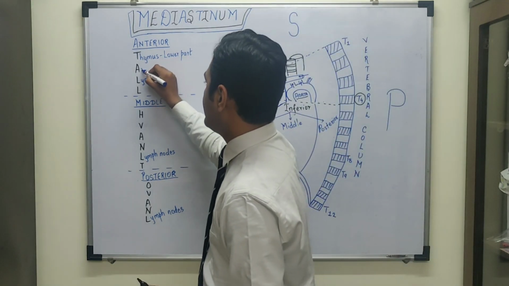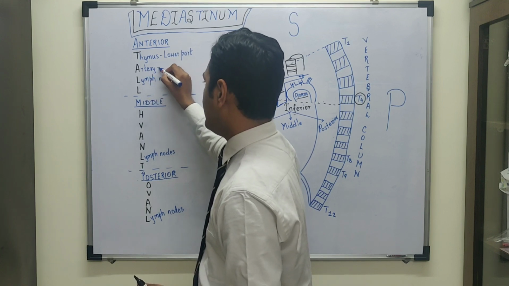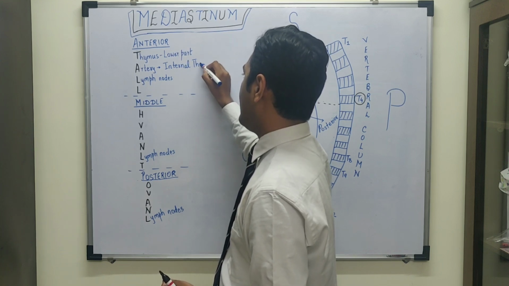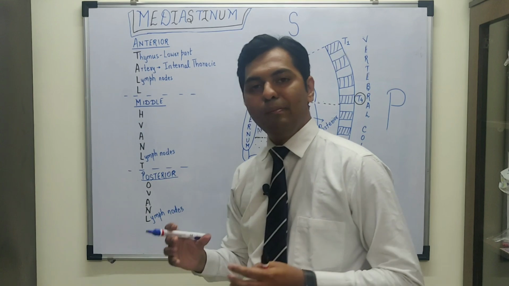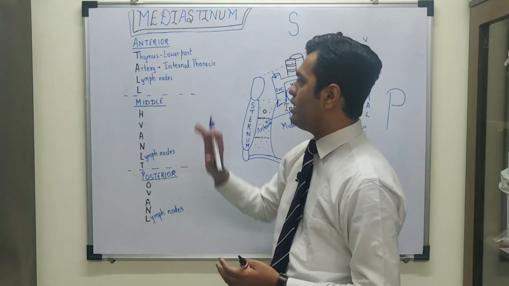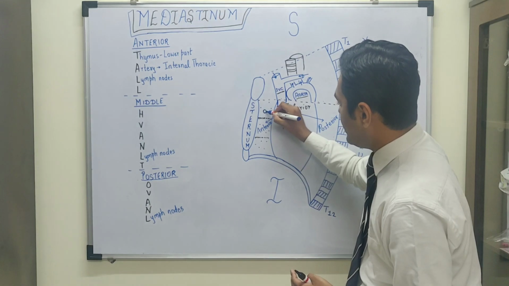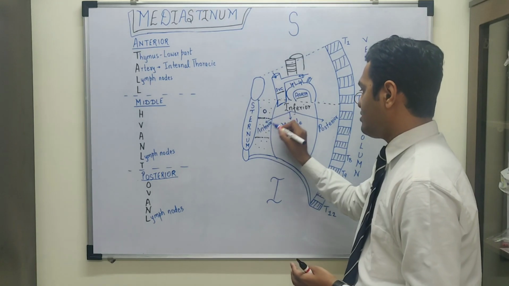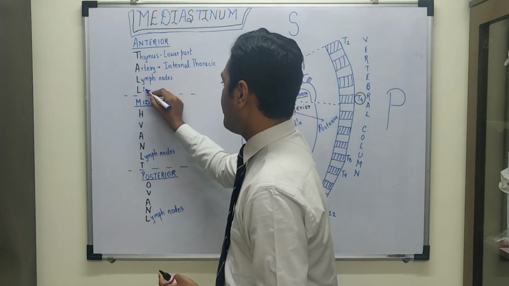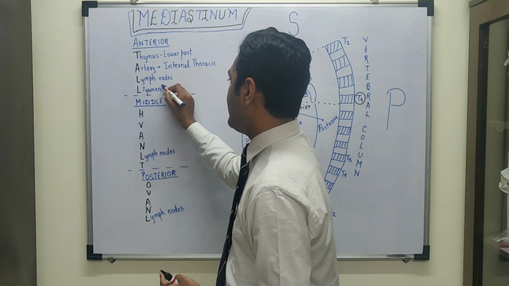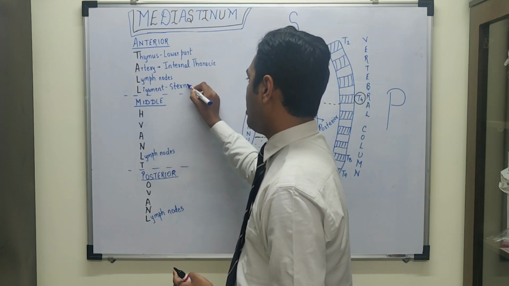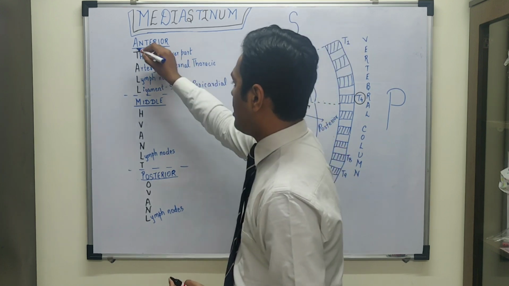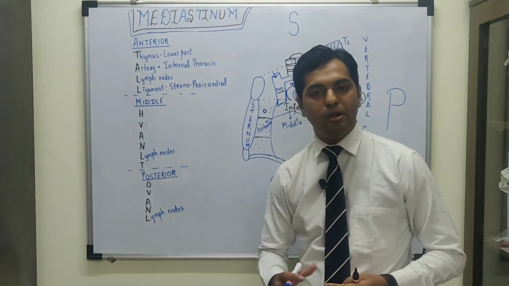Apart from that, A stands for artery. This artery is the internal thoracic artery, and this internal thoracic artery has a small branch, the mediastinal branch, which is one of the contents of the anterior mediastinum. Apart from this, there are lymph nodes, and the other L stands for ligament. So the fourth and major content is the ligament, which is known as the sterno-pericardial ligament. So TALL you can memorize for the contents of the anterior mediastinum.